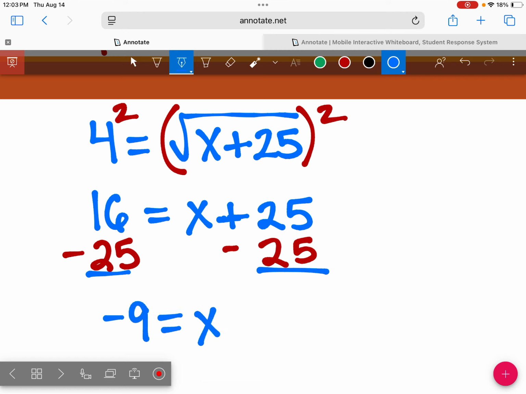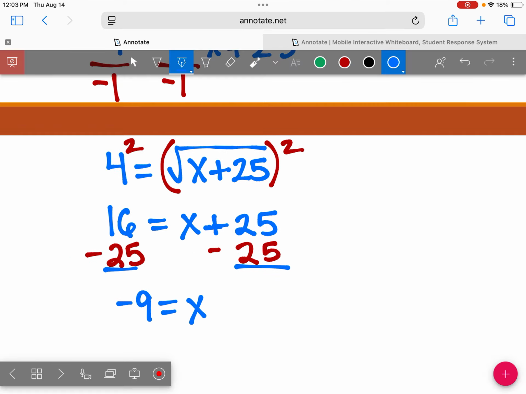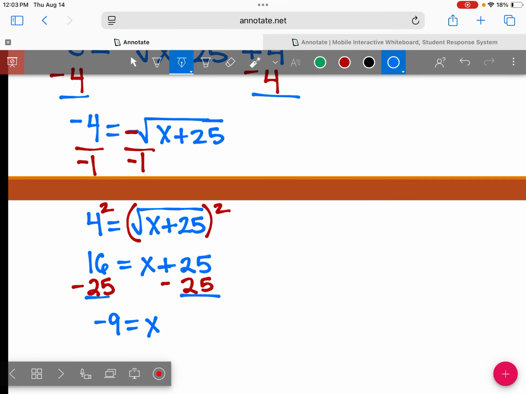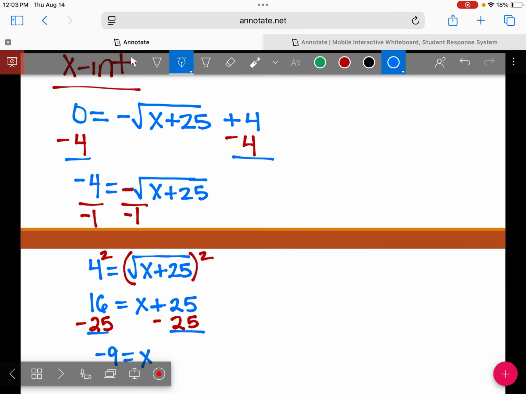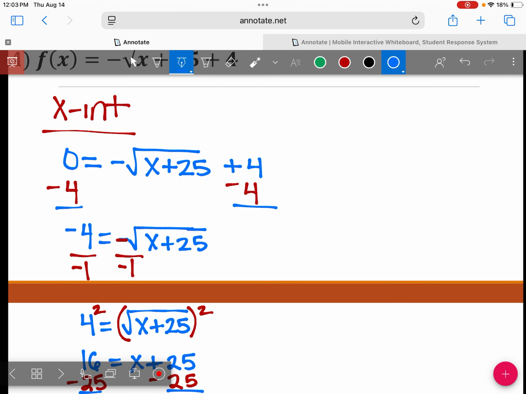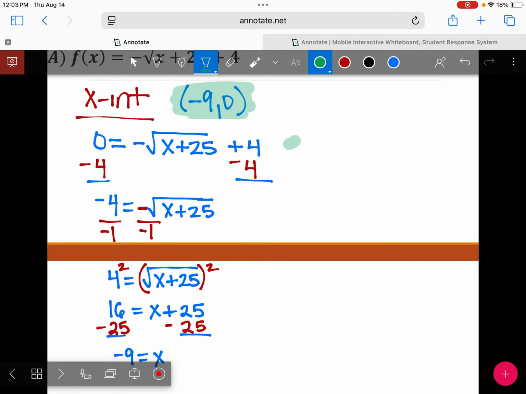Who had that? Now remember, on the test, you have to write these as ordered pairs. So the answer that I'm looking for, let me go to the top where it says x-intercept, I'm looking for negative 9, 0. That is full credit right here. Any questions about the x-intercept?